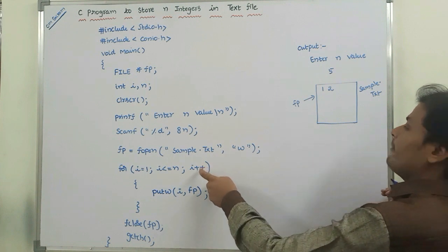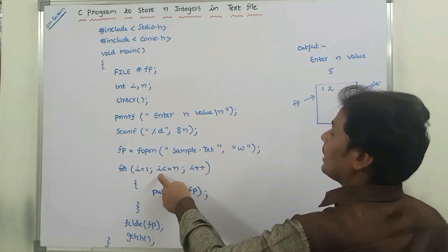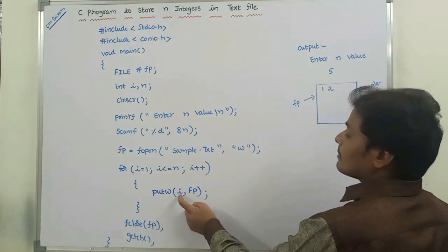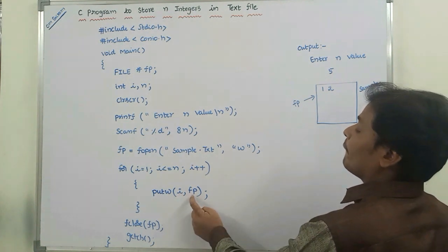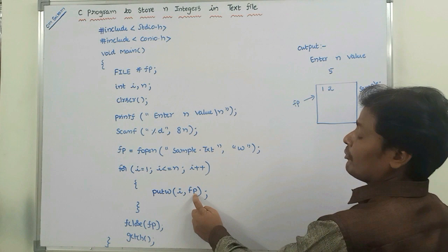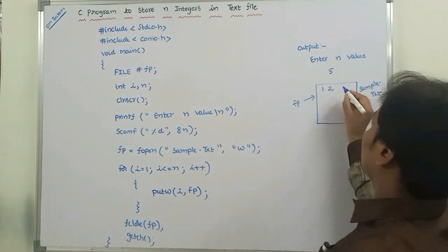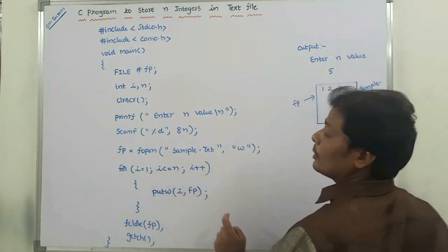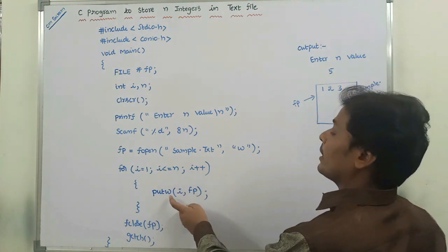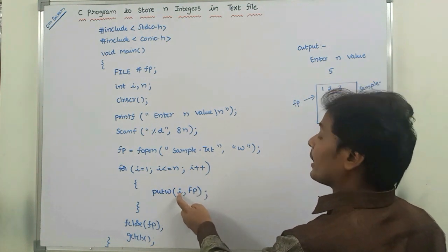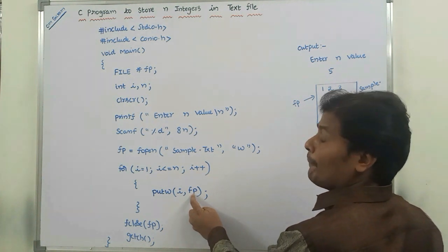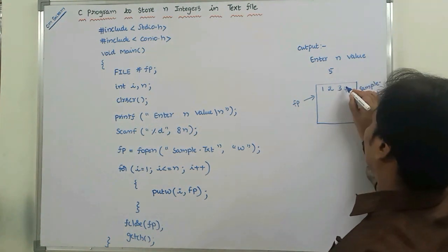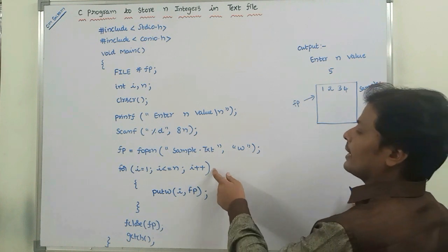Next the i value is incremented. Now the i value is 3. 3 less than or equal to 5. Condition true. So 3 is written into the file sample.txt pointed to by fp by using the putw function. Next, the i value is incremented to 4. 4 less than or equal to 5. Condition true. The control goes to the body of the for loop. 4 is written into the file sample.txt pointed to by fp using the putw function.